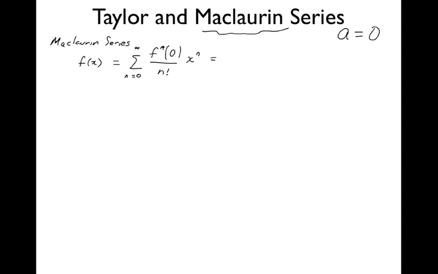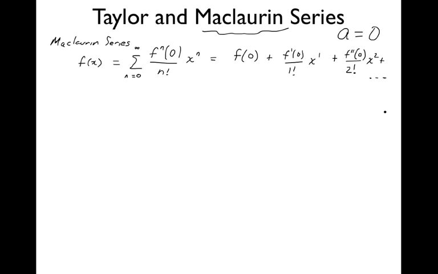Yeah, so it's going to be the 0th derivative evaluated at 0. Then what? First derivative over 1 factorial times x to the first. Good, one more. Uh-huh. Good, all right, got it.